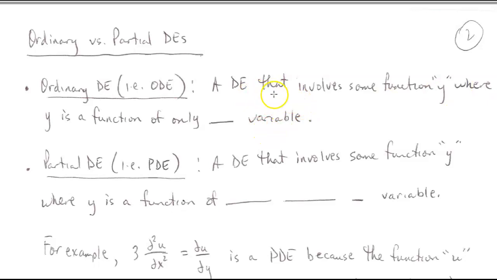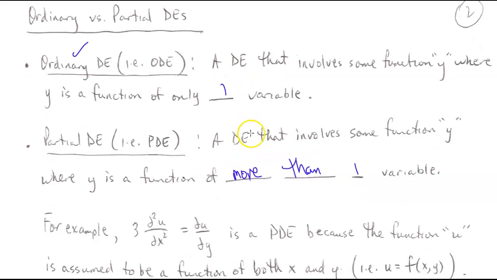So a differential equation that involves some function y, where y is a function of only one variable, is what an ordinary differential equation is. Of course, if an ordinary differential equation is basically a DE where y is a function of only one variable, then a partial differential equation is a differential equation that involves some function y where y is a function of more than one variable. Or you could say two or more.